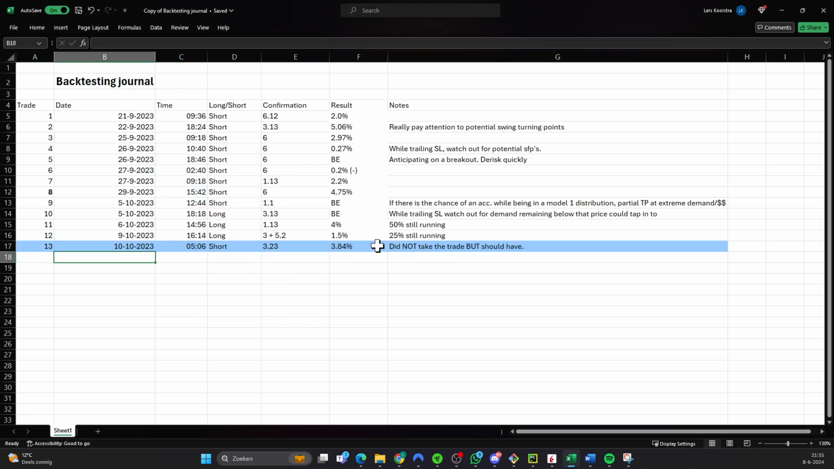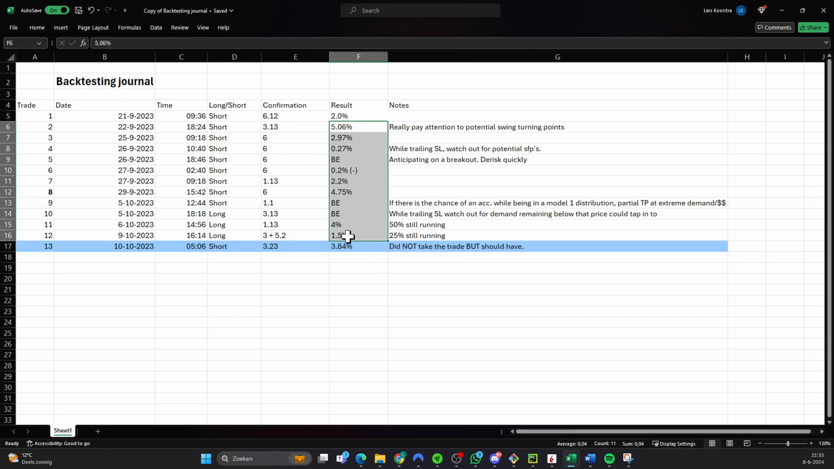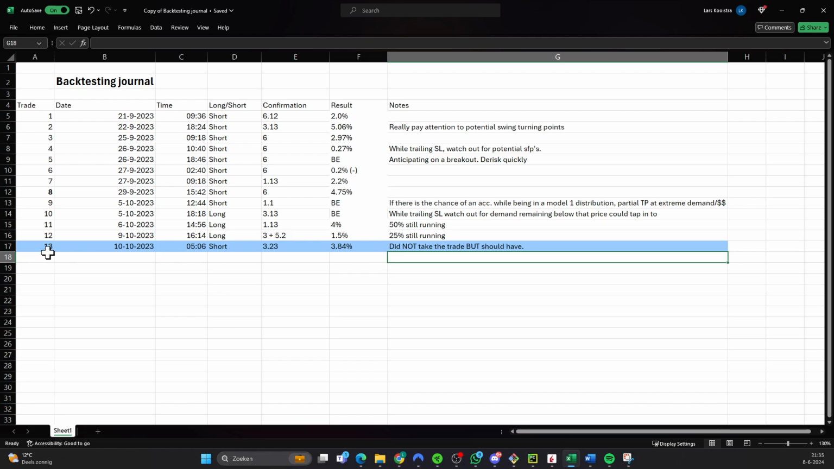Okay, so regarding blue, right? We're not gonna count these in our results, but we're just gonna note down that this is a trade that we should have taken, but we did not. Okay, and then you could also go back and realize, oh wait, I should have taken that trade. Why didn't I take the trade?